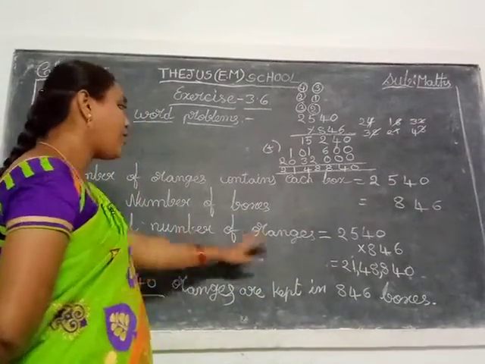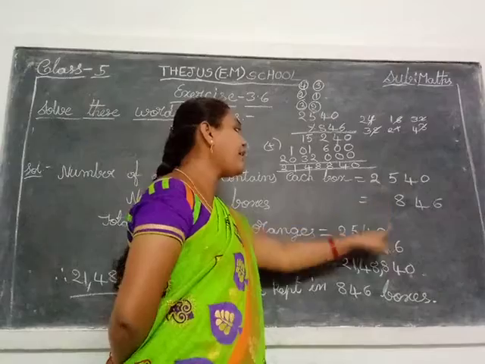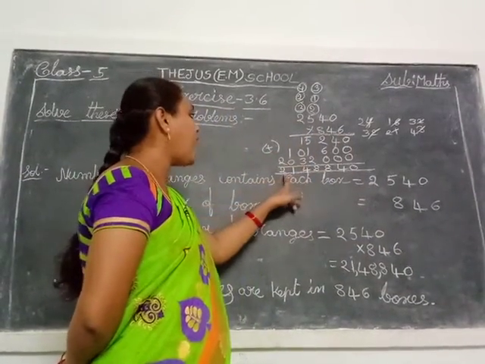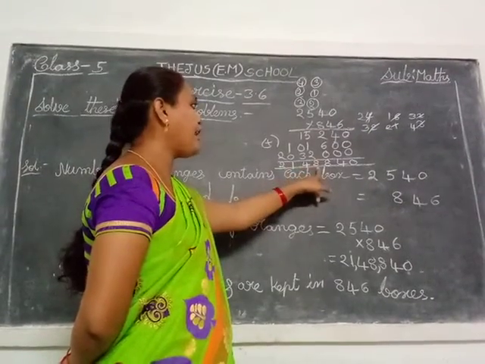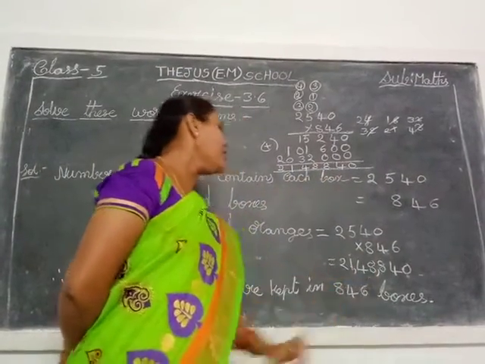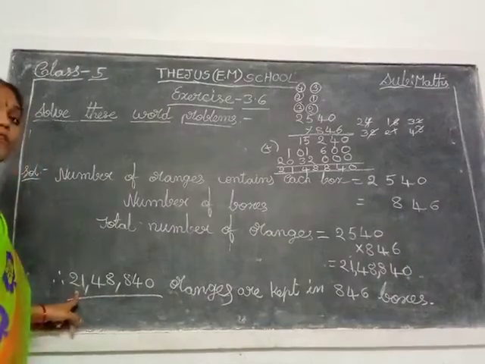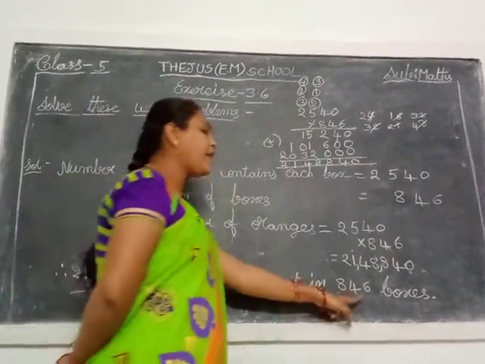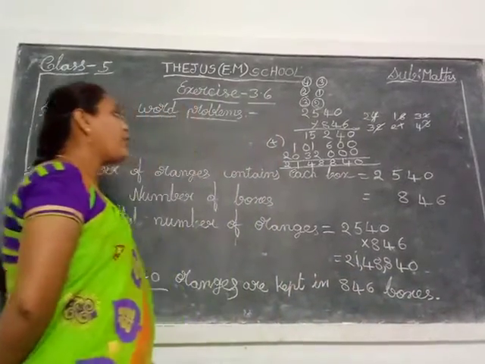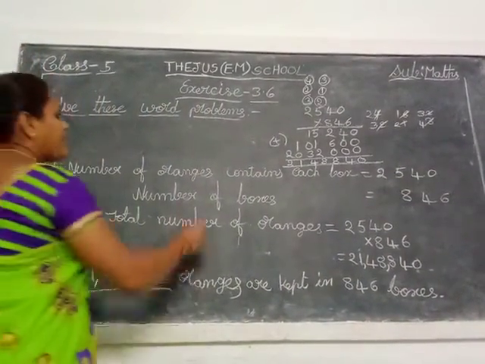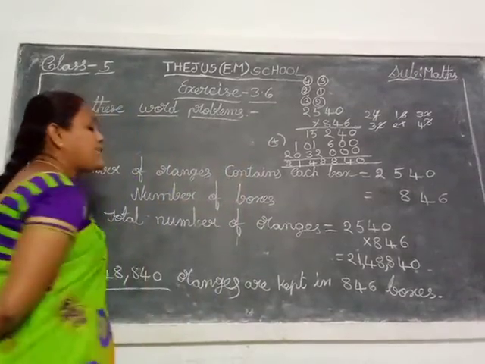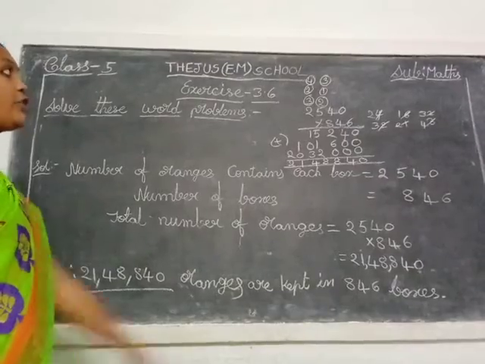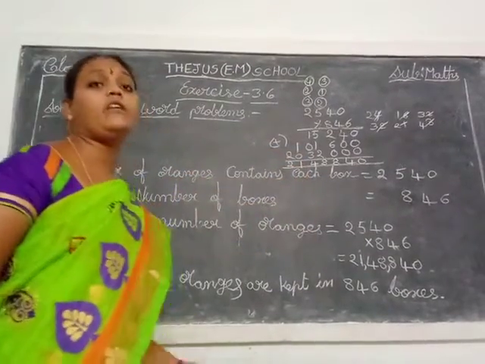So total number of oranges. 2,540 into 846. You do the multiplication in that place, and the answer becomes 21,48,840. So here you write the conclusion. 21,48,840 oranges are kept in 846 boxes. Okay, children, note in your notebooks and see in your textbook. Note the question, see in your textbook and write the solution. And do the multiplication also very carefully, children.